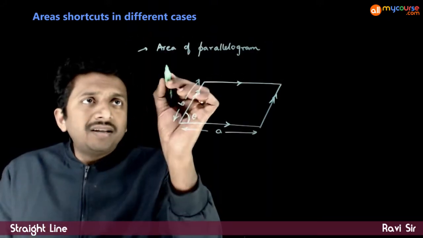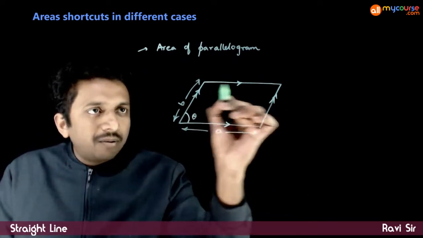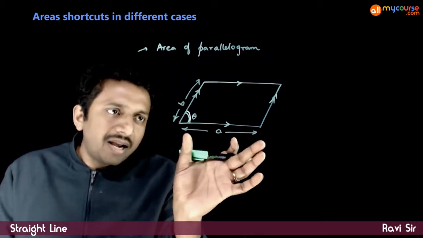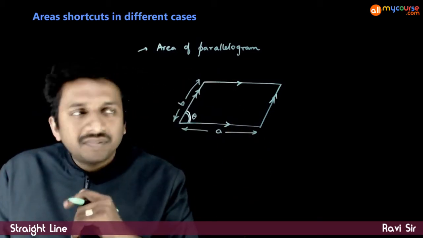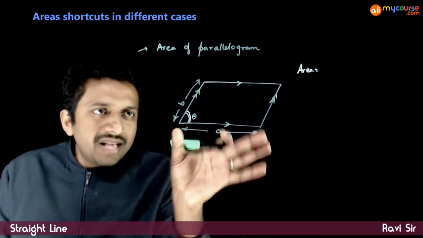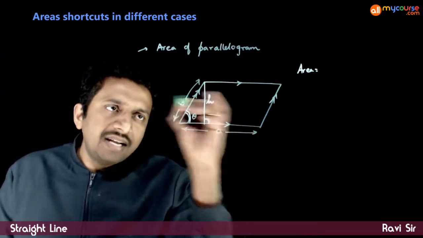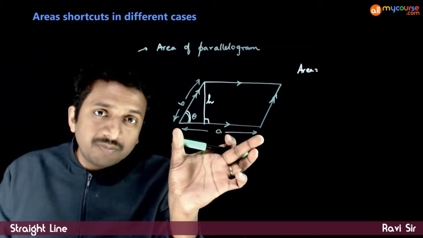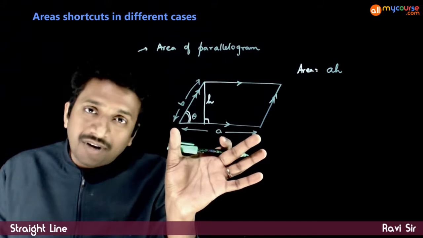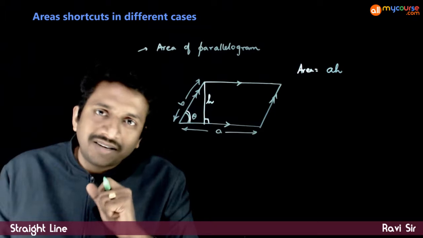Next, we look at the areas of parallelograms. So if you have a parallelogram whose sides are inclined at an angle of theta with each other and whose sides are A and B, the area of the parallelogram is given by base into height. If this is the height, the area of the parallelogram is base times height. That is A times the corresponding height. If you take this as the base, you need to take the corresponding height.